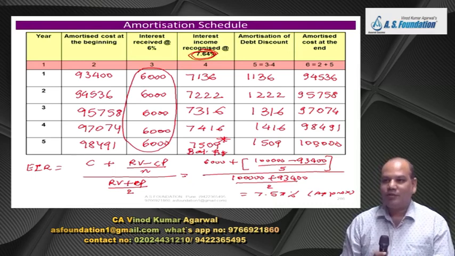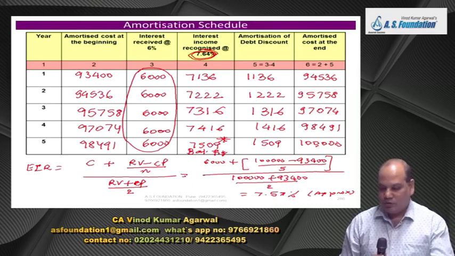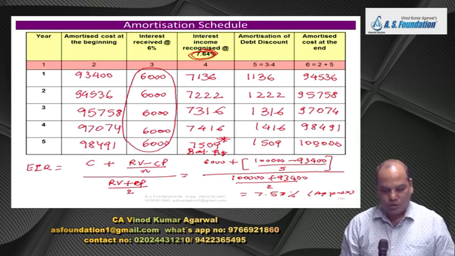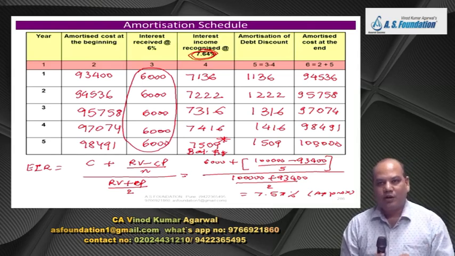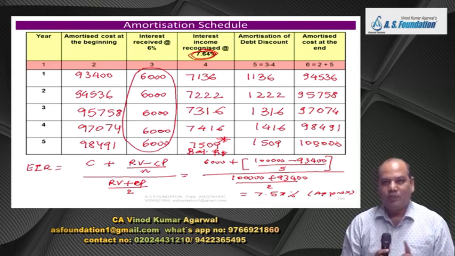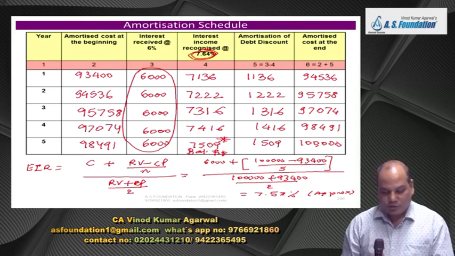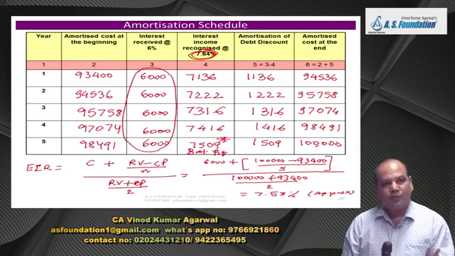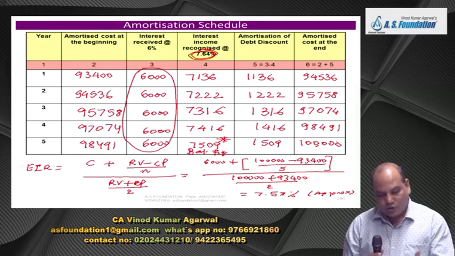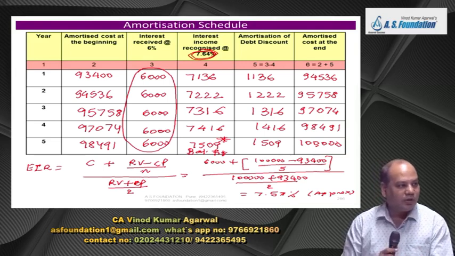Journal entries. Write down. Year 1 I will dictate. Year 2, 3, 4, 5 homework. And in the 5th year you will pass one more extra entry, the redemption entry, bank to investment. In the exam they have asked both types of problem, journal entries also, ledger account also. So in the next question I am also going to prepare the ledger accounts.